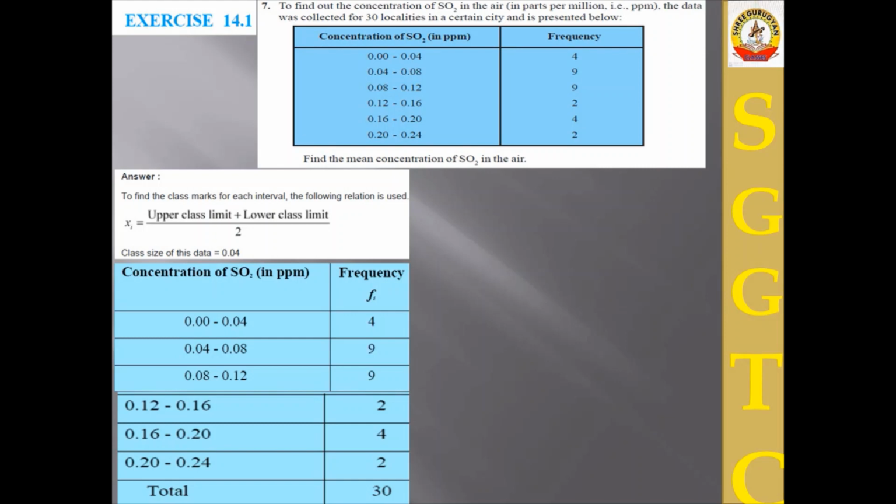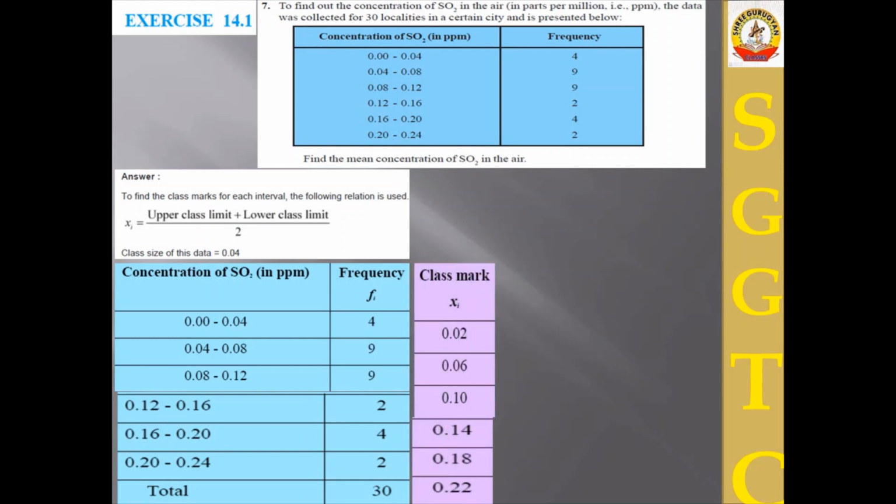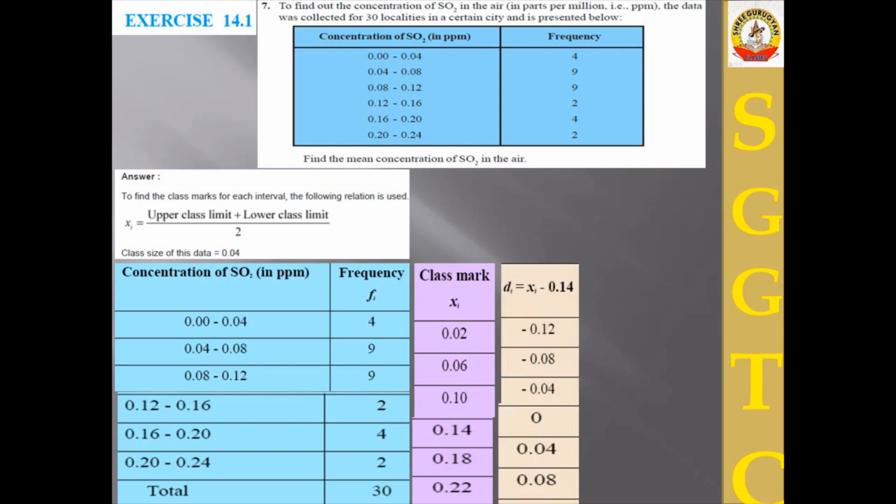And now, first of all, the mid value means class mark. Class mark means lower plus upper divided by 2: 0.00 plus 0.04, divided by 2, you get 0.02. Yes students, 0.02. Now apply this to all the classes. After that, for the assumed mean, students, check in Xi how many total elements there are. 6 elements. So for the assumed mean you can take either 0.10 or 0.14, as you like; 0.10 is also true and 0.14 is also true. I go to Di, taking the assumed mean as 0.14.